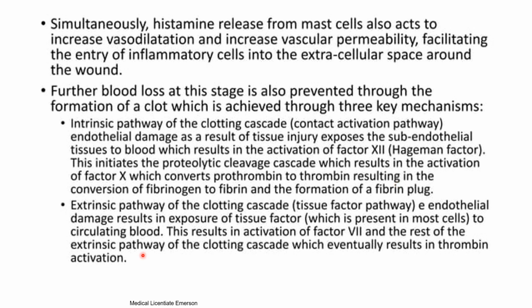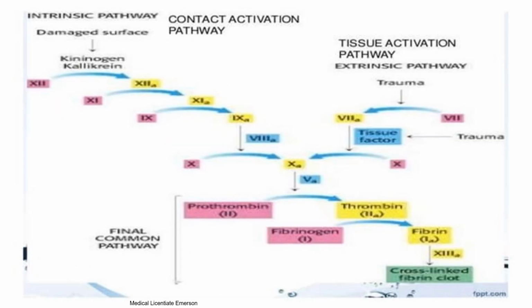The next is the extrinsic pathway of the clotting cascade, which is the tissue factor pathway. Here we have endothelium damage, which results in exposure of tissue factor, which is present in most cells, to circulating blood. This results in activation of factor 7 and the rest of the extrinsic pathway of the clotting cascade, which will eventually result in thrombin activation. So this is the extrinsic pathway, alongside the intrinsic pathway.